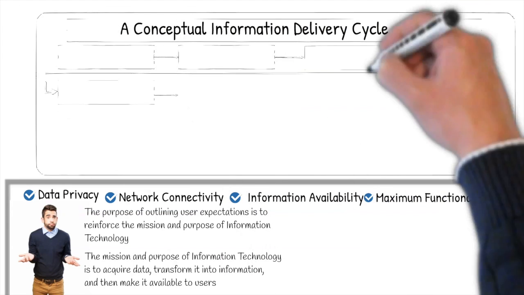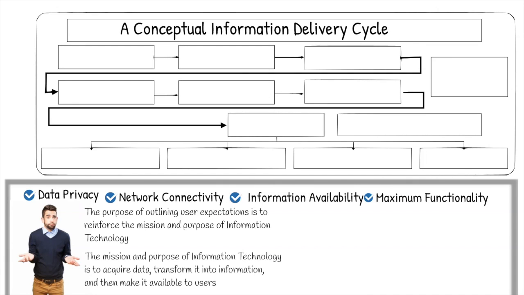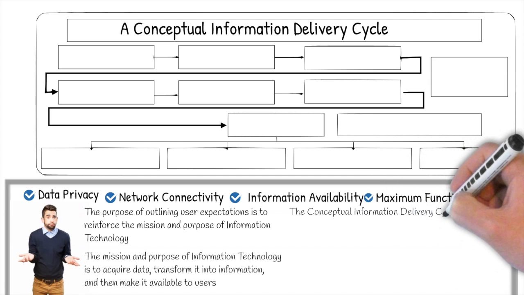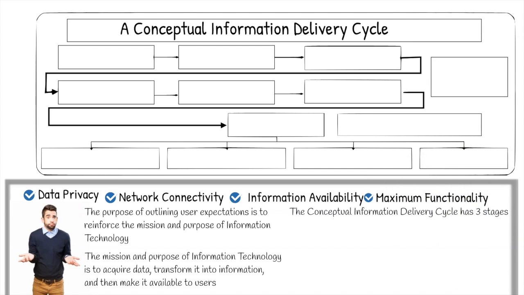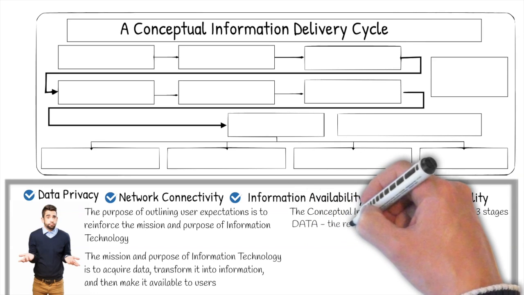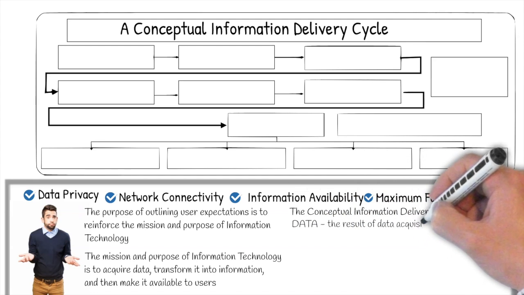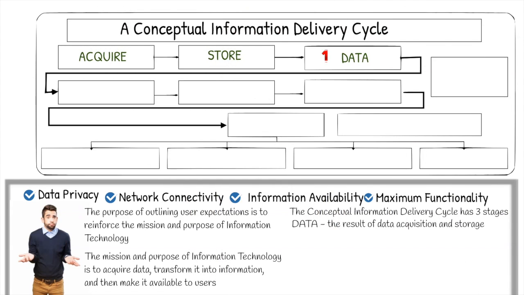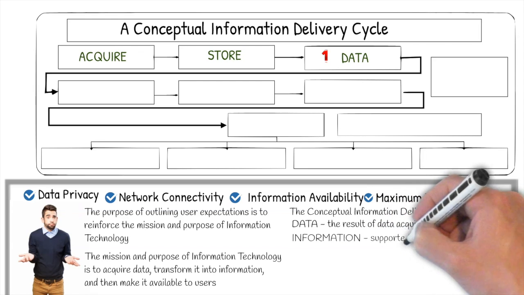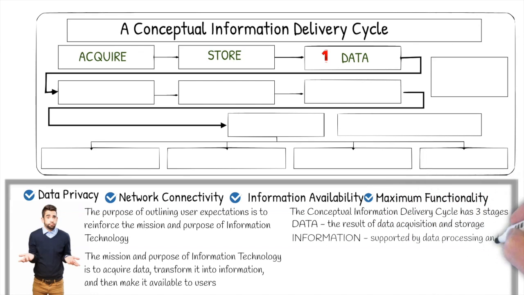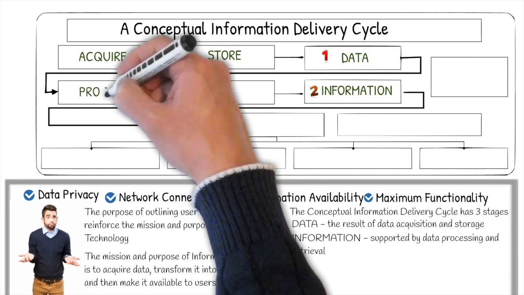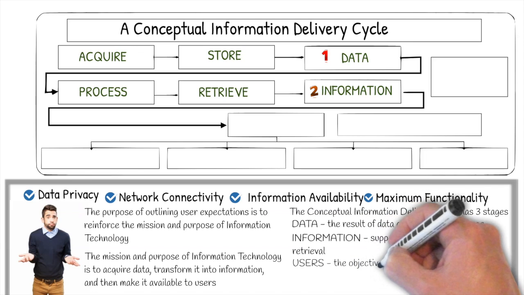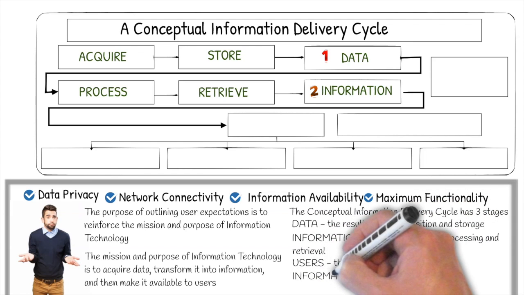This process is best illustrated using a conceptual information delivery cycle. The conceptual information delivery cycle has 3 stages. Data, which is the result of data acquisition and storage. Information, which is supported by data processing and retrieval. And finally, users, the objective of the data and information stages.